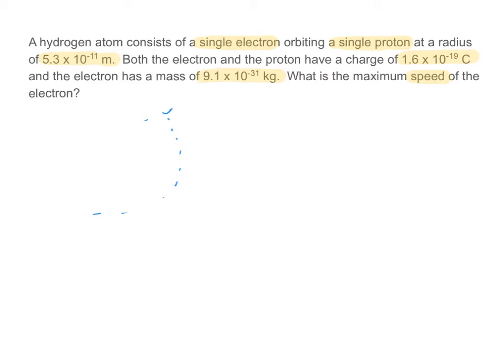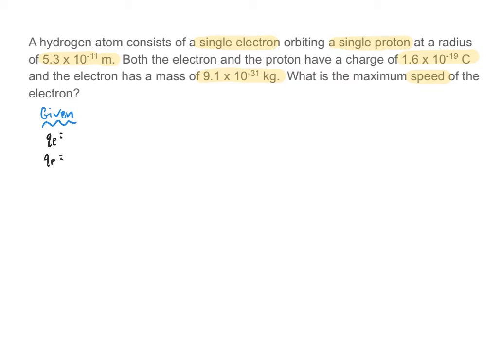And what we'll do is we will go ahead and list out our givens. So from the problem, I know that I have a single electron and a single proton. So I'm going to go with Q1 and Q2. And in fact, I'll call them QE and QP.